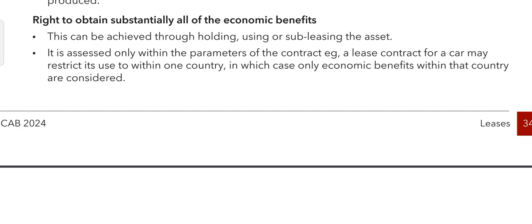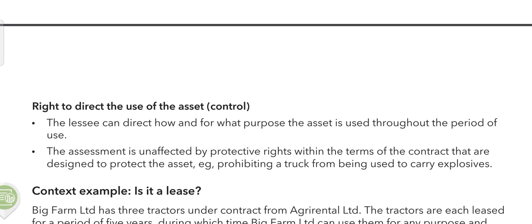So in the contract it is given that a car may restrict its use to within one country. It means the car has to be used within one country, in which case only economic benefits from that country are considered, otherwise not, because the lessee gets the right to use the asset for one country. So from that one country all the economic benefits are considered.